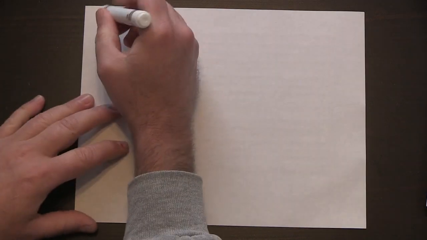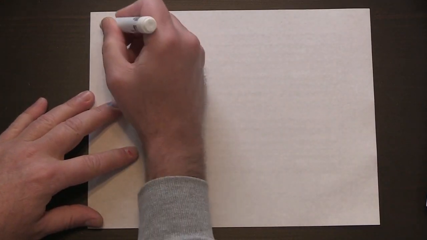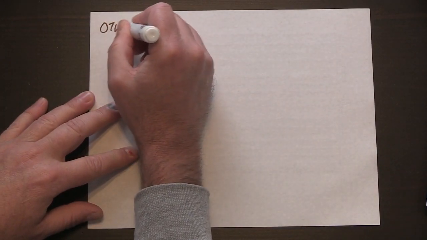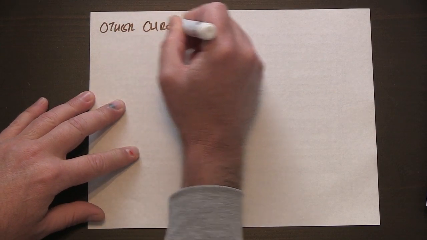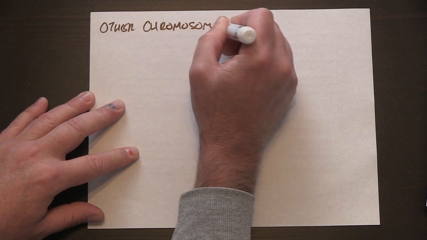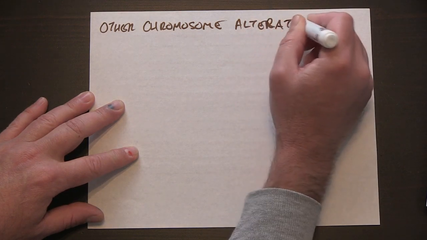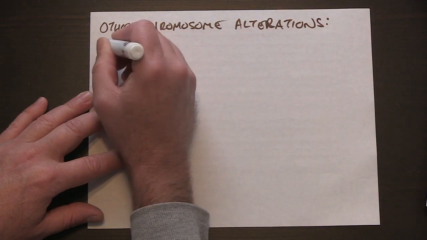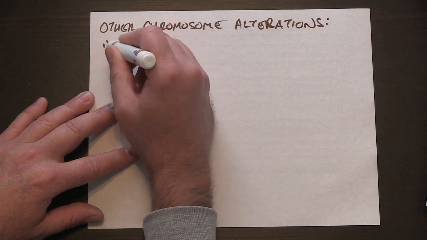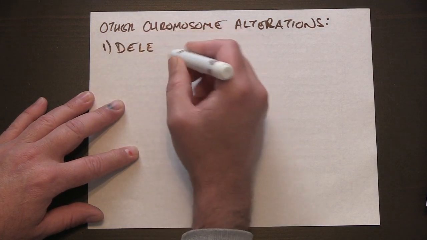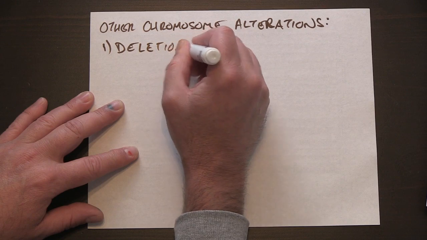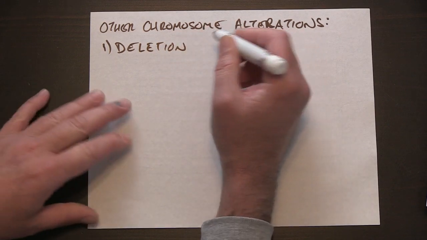Okay, some other things that can happen in chromosome alterations. One is called a deletion. This is where part of the chromosome gets removed somehow.